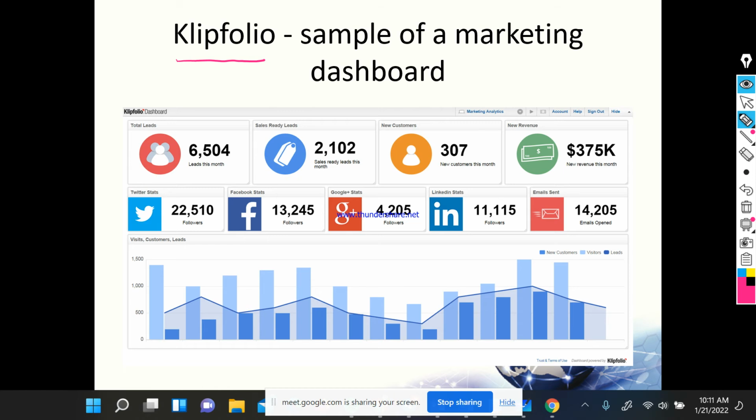You can see here, it's a marketing dashboard. Marketing dashboard, why? Because you want to make a decision of marketing. You can see the leads in the month, then new customers, and your hits in Twitter, Facebook, Google, plus LinkedIn, and then emails sent. So you can actually make a tentative projection of your present market and the future upcoming market.